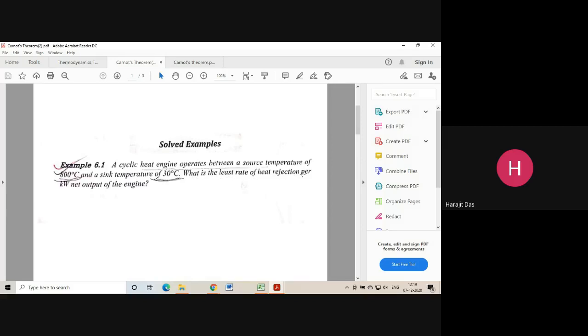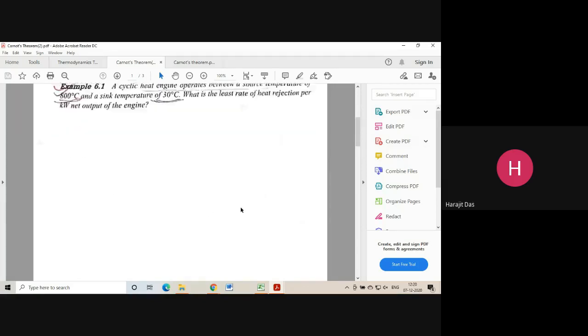So you are asked that the heat engine is releasing the least heat. When can a heat engine give out the least heat? When the heat engine is a reversible heat engine, I told you, isn't it? When Q2 is minimum, then only it will be a reversible heat engine, understood. So what is the least rate of heat rejection per kilowatt net output of the engine? We will see the per kilowatt net output of the engine.